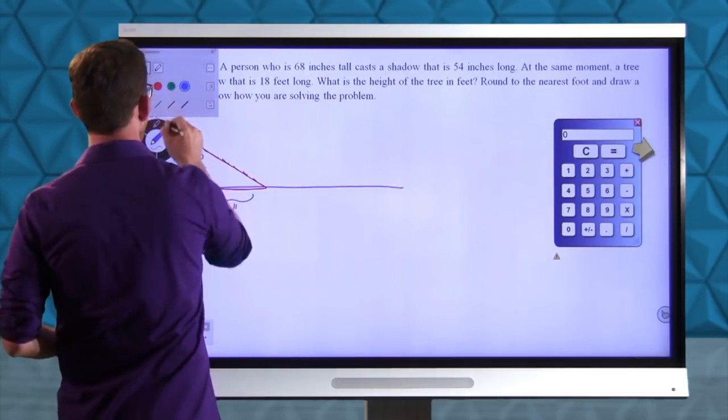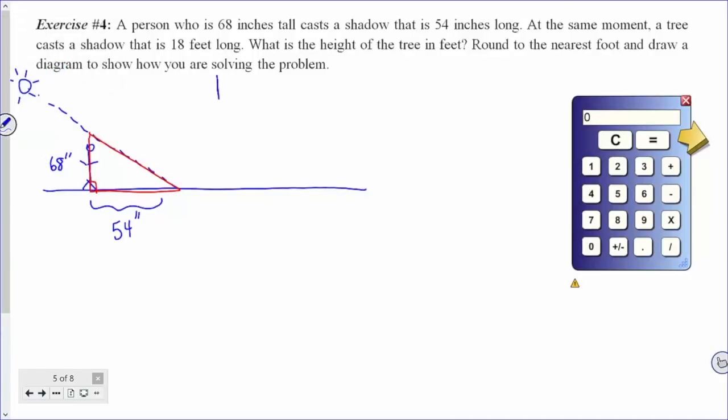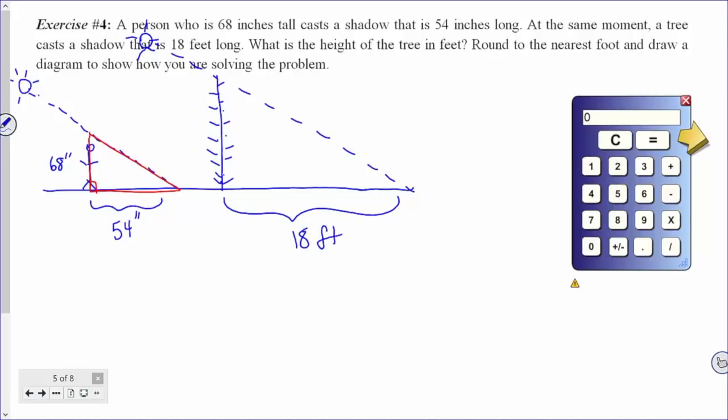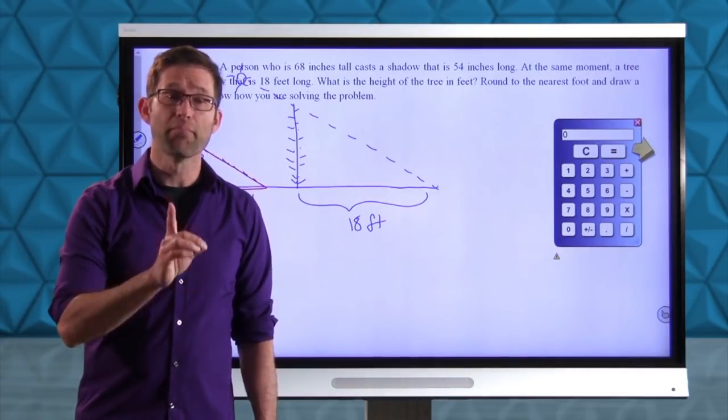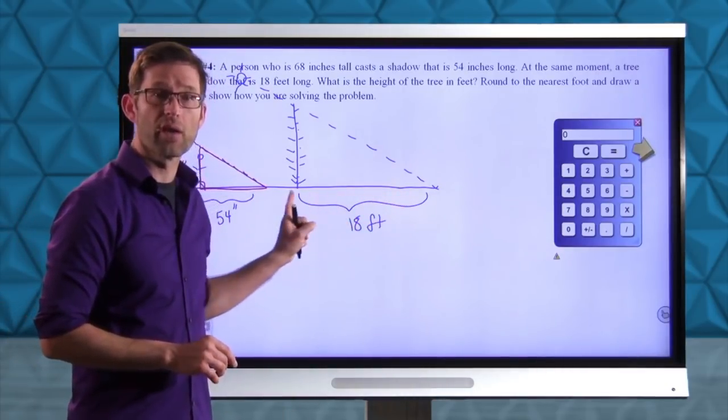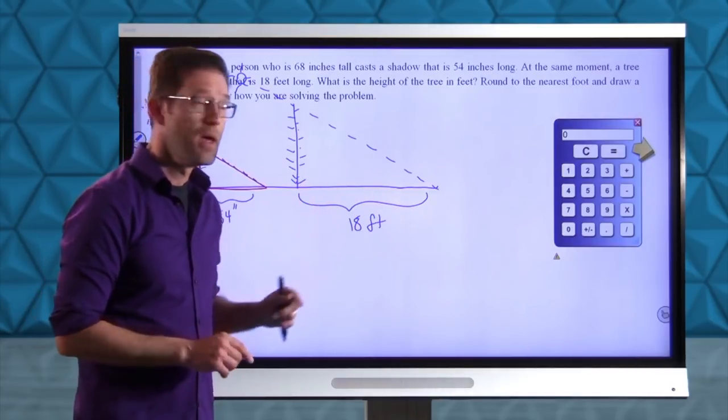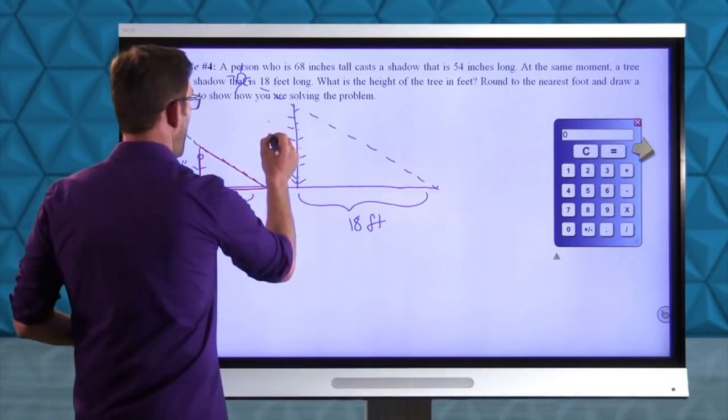At the same time, what happens is that we've got a tree, beautiful looking tree. All right, same sun. Just gonna draw it up here. And that tree casts a shadow that is 18 feet long. This is in fact a way that you could estimate the height of very tall objects by measuring their shadows, which are projected along a horizontal surface. Now, I would like to find the height of the tree.